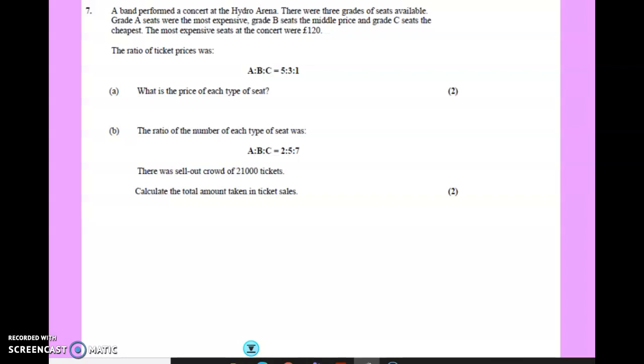Okay, question 7 from assignment 3 then. Part A, you're told the most expensive seats at the concert are £120. Seat A is £120. Seat C is a fifth of whatever A is. If that's 5 lots, that's 1 lot. So to find seat C, we'll do 120 divided by 5, which is £24.